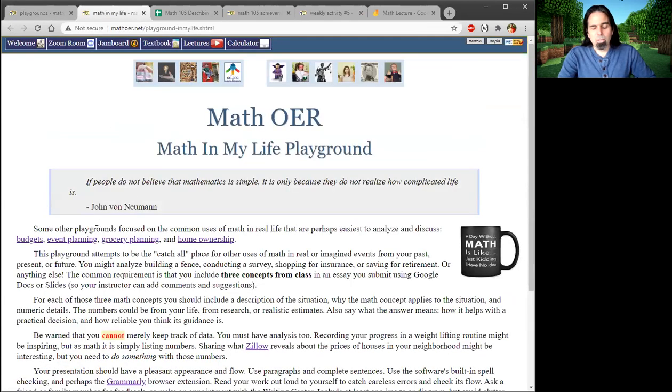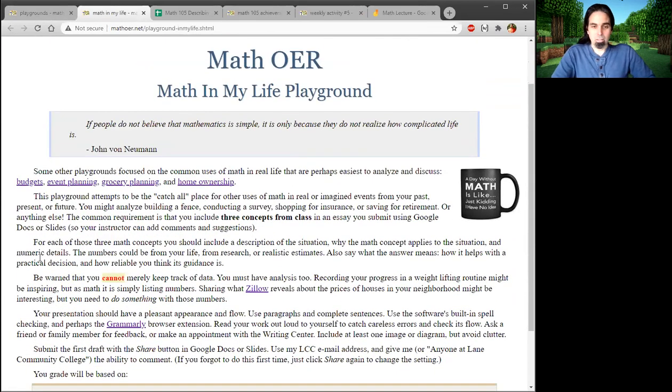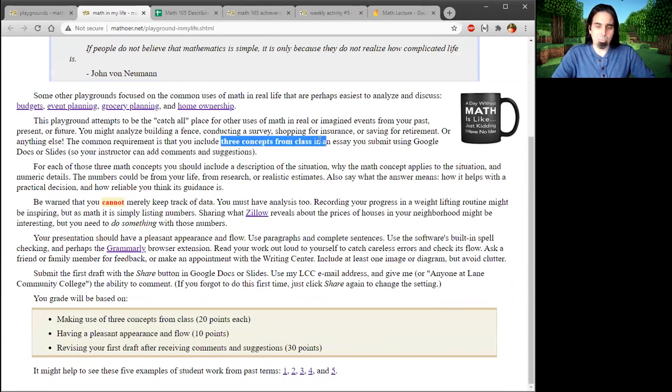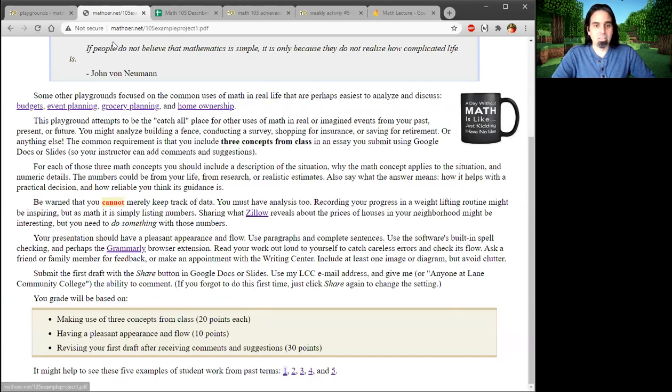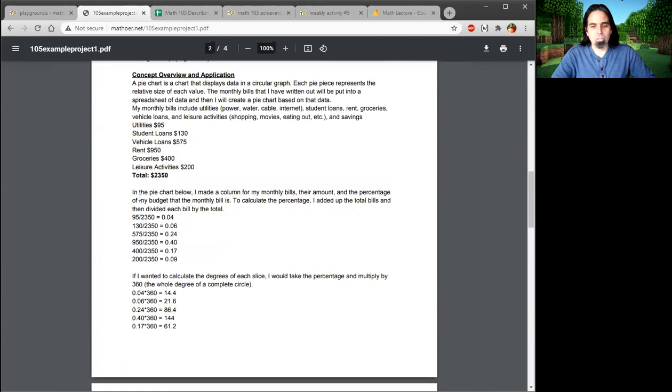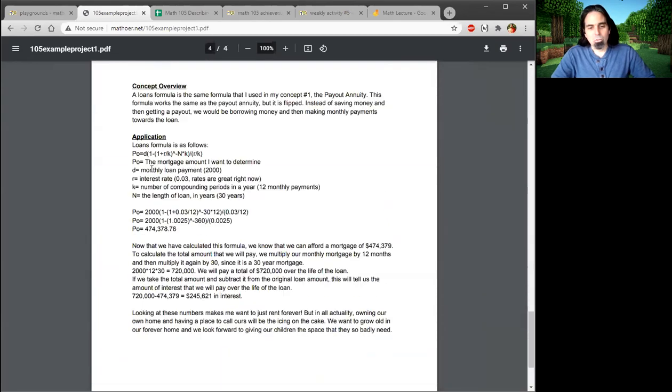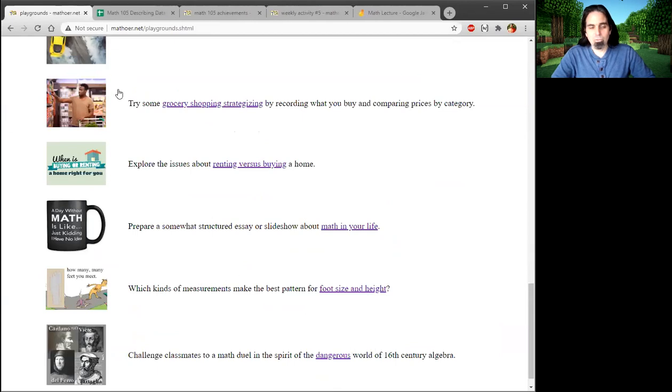The last one that I want to highlight, the kind of catch-all version, is called the Math in My Life Playground. And you're just picking 3 concepts from class and using them. And here at the bottom are 5 examples you can click on, see what people have done in past terms. They go from simplest, not fancy, no pictures, just a graph, to the one I accidentally clicked on first with all the fancy PowerPointy things. You make as much or little of this as you want, but the math in your life is just sort of, I want to pick what to do.